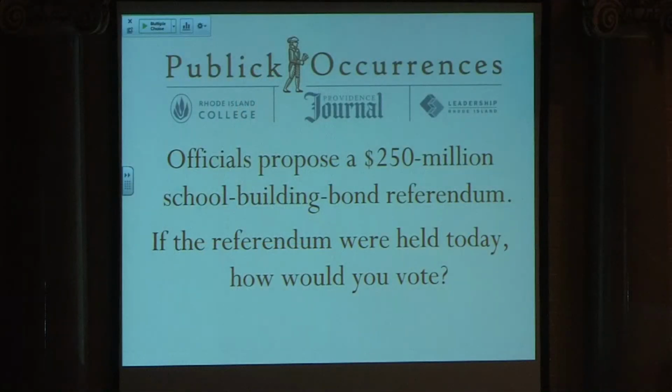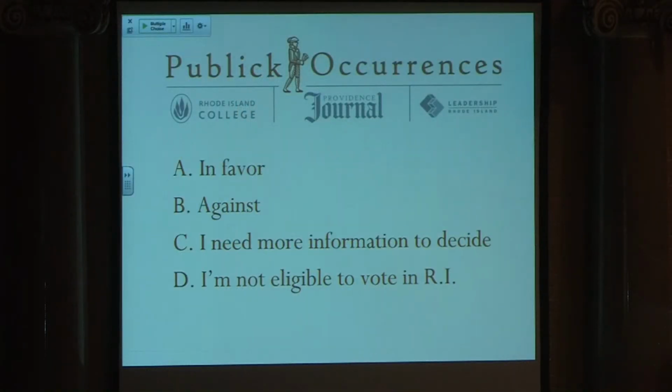Officials propose a $250 million school building bond referendum. If the referendum were held today, how would you vote? A, in favor. B, against. C, I need more information to decide. Or D, I'm not eligible to vote in the state of Rhode Island. All right, let's go ahead and close the polls. All right, looks like A is leaning in favor.